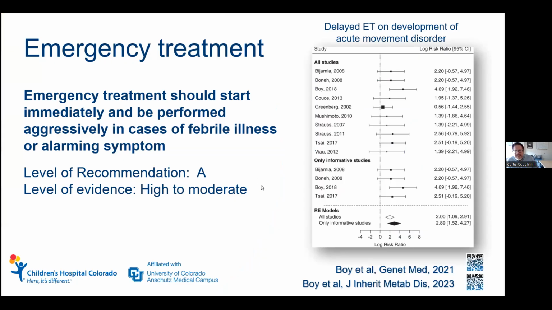Number one recommendation is that emergency treatment should be started immediately at the sign of any febrile illness or any alarming symptom, or anytime a parent calls you and says, Jane looks like she's a little different than usual. And here is a nice study from that same group in 2021 that showed the risk of striatal injury based on the delay in treatment of any illness. And not surprisingly, the longer that there was a delay, the more likely there was for a patient to end up with this life-altering metabolic stroke.